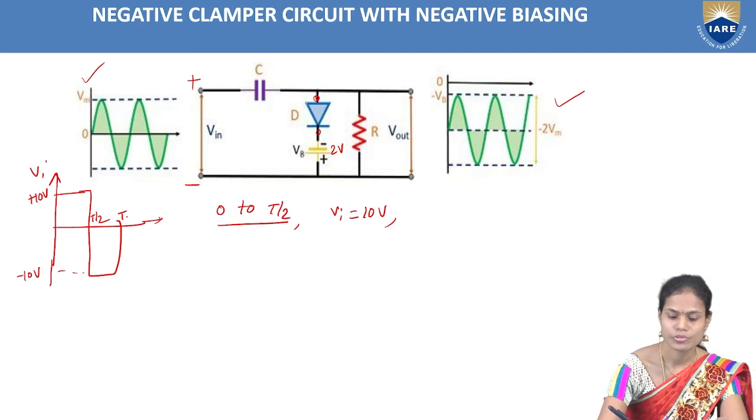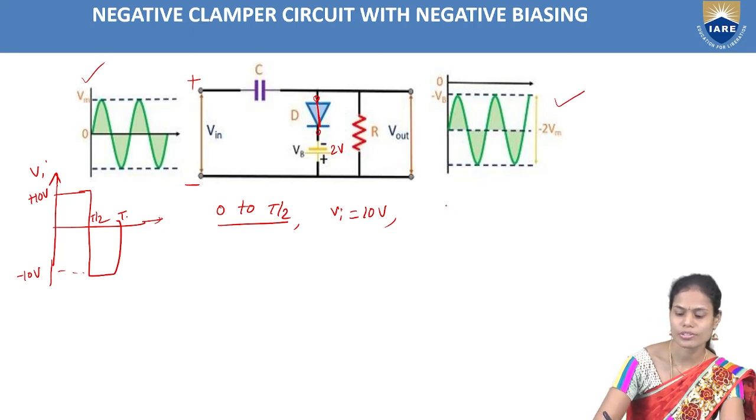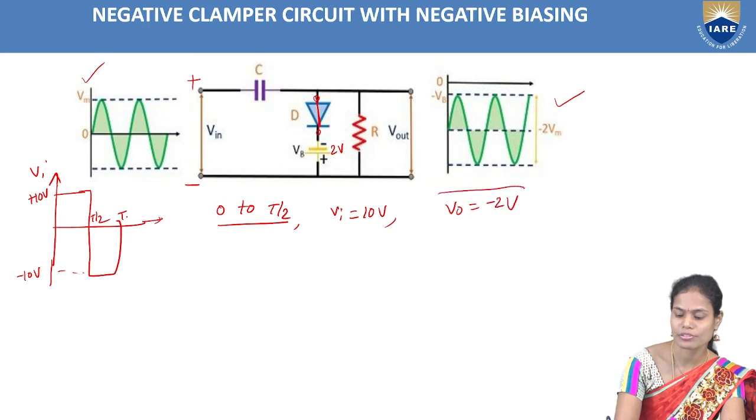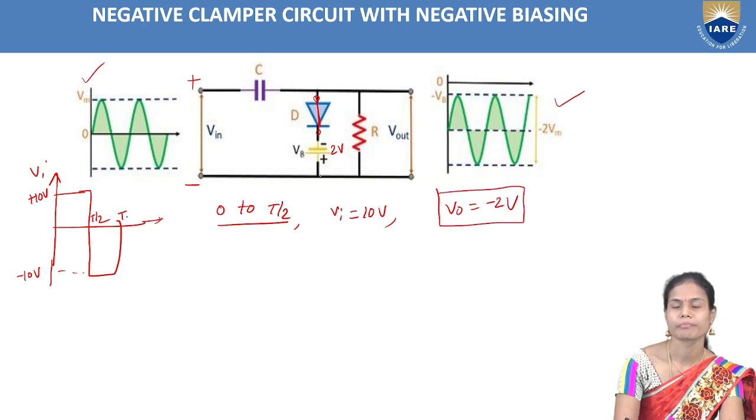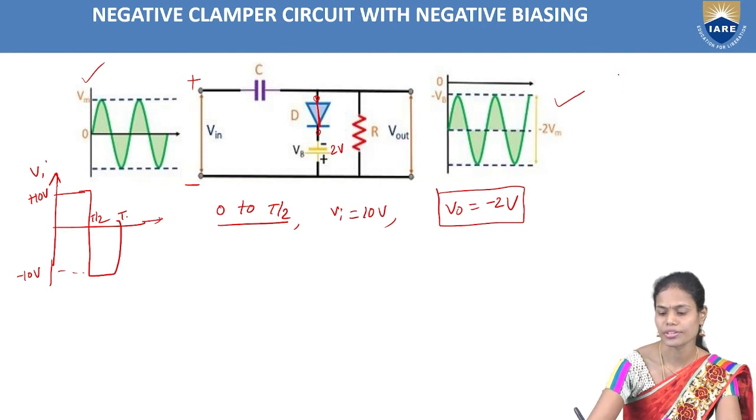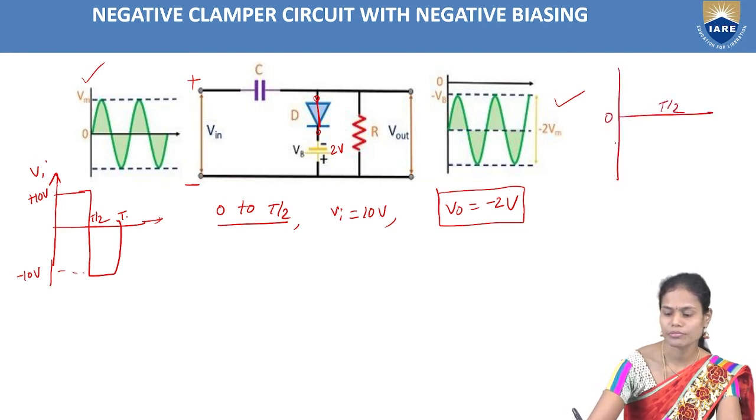So in this case, it is a closed circuit, the diode is short. Once the diode is short, the output voltage we get is the battery voltage we are providing, that much, that is minus 2 volts. Minus 2 volts is the output voltage during the 0 to T by 2 duration.